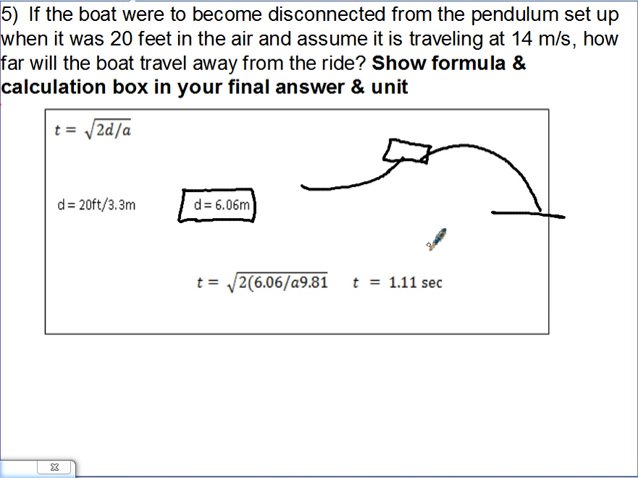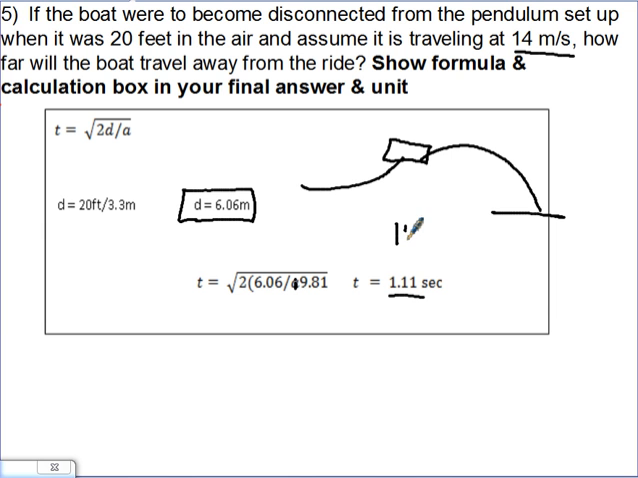And then we'll take that time and multiply it times the speed that it's traveling, and that's going to give us our horizontal distance away from the launch location. And when we do this math, using acceleration due to gravity of 9.81, the formula is the square root of 2 times the distance, which we just converted from feet, divided by the acceleration due to gravity. You get 1.11 seconds. So that's how long it will be traveling at this speed.